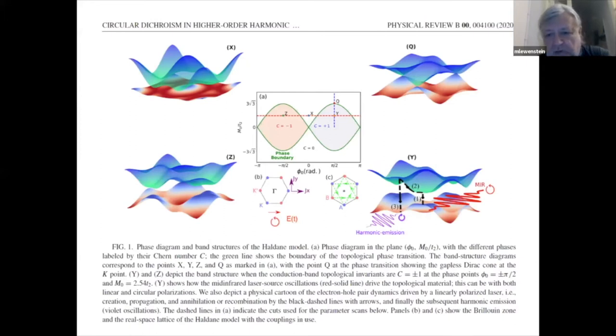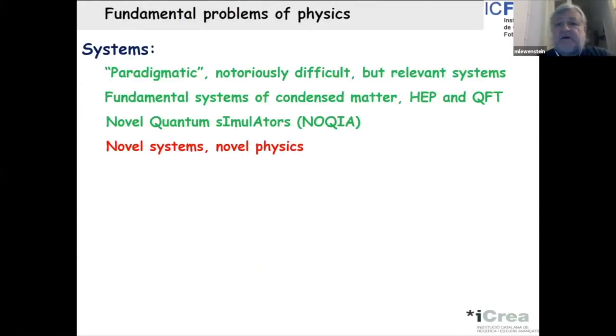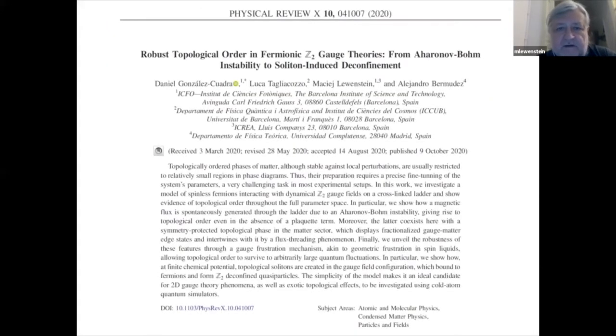So you put the circularly polarized lasers on them, strong laser fields. The answer is high harmonic generation, very strongly nonlinear, yet you can read something about topology. Novel systems, novel physics, completely artificial ones that we don't know from condensed matter and other areas of physics. This is an example this week in Physical Review X.